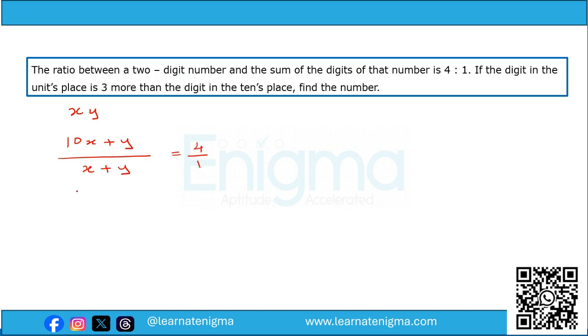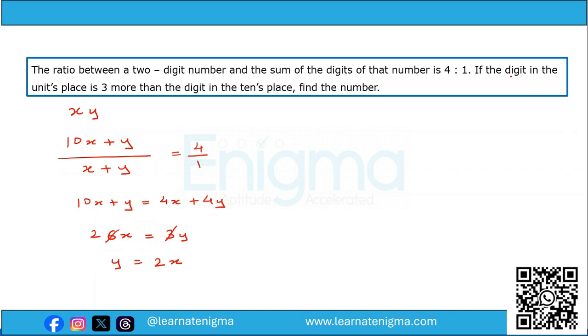Now if we cross multiply, we have here 10x plus y is equal to 4x plus 4y. So we get here, if we bring all x on one side, it becomes 6x. And if we bring all y on one side, it becomes 3y. If we divide by 3, it becomes y is equal to 2x.